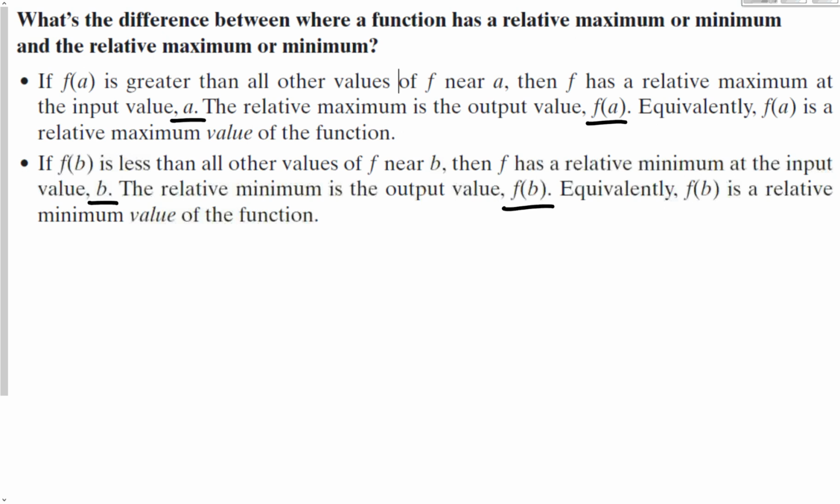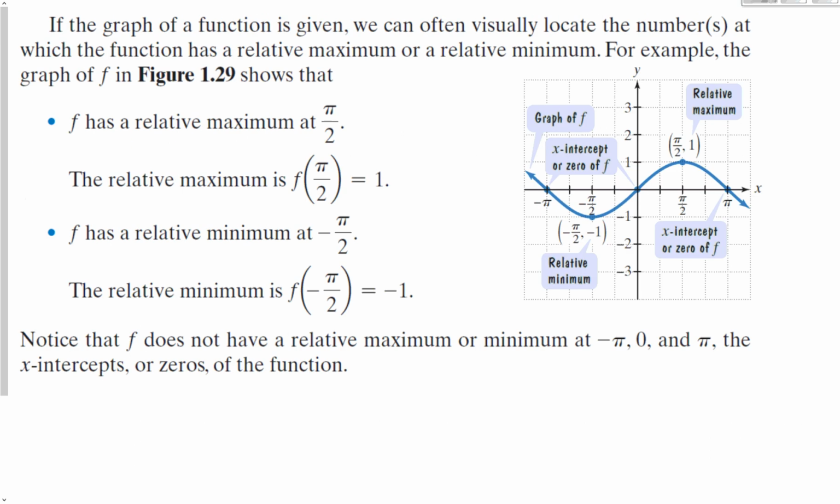Okay. So let's look at this picture of a sine wave. If the graph of a function is given, we can often visually locate the numbers at which the function has a relative maximum or a relative minimum. For example, this picture of our sine wave shows that the function has, here's my maximum, a relative maximum at pi over 2, and that maximum is 1. That is the x value, that is the input, that is the y value, that is the output.